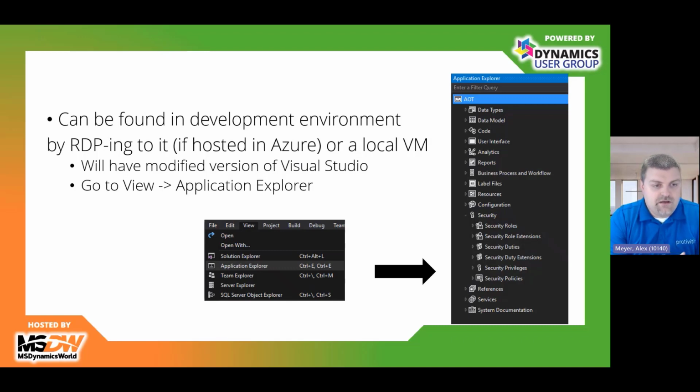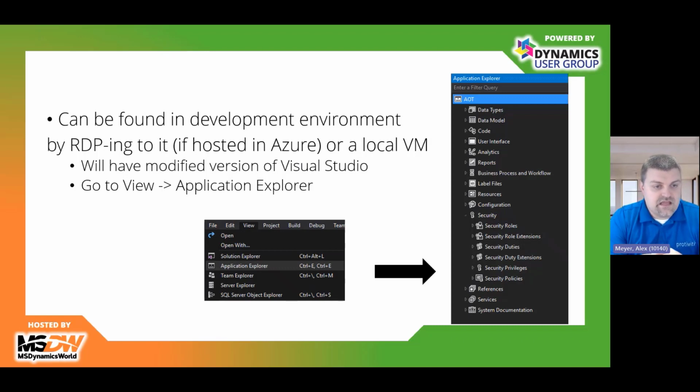So when we start talking about the AOT or application object tree, really all that is just an overview, or a way to look at all of the objects that exist within your environment. If you've dealt with AX 2012 in the past, this is going to look very, very familiar, in that they had a very similar way to display this.